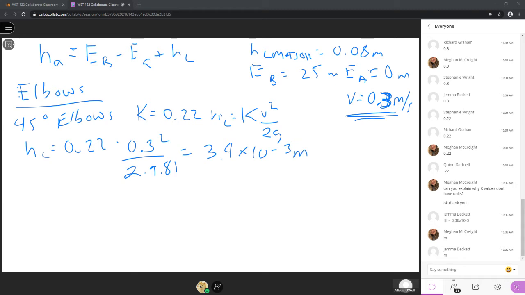Now we have 2 elbows, right? So we've got to times this by 2 because we have 2 elbows. So our head losses for our elbows, I'm just going to denote that with an E, is going to be equal to 6.8 times 10 to the minus 3 meters. Does everybody like that number?